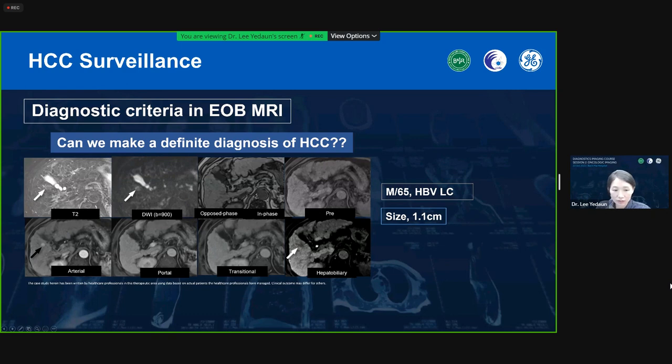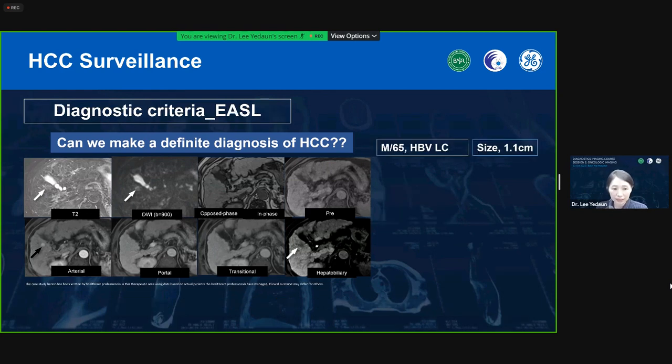On dynamic studies, the lesion shows arterial hyperenhancement. We cannot see any washout on portal and the transitional phase. However, we can see hypointensity on hepatobiliary phase. So do you think we can make a definite diagnosis of HCC in this patient? In fact, depending on the criteria, the answers are different.